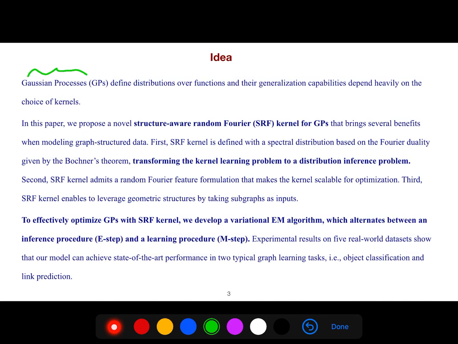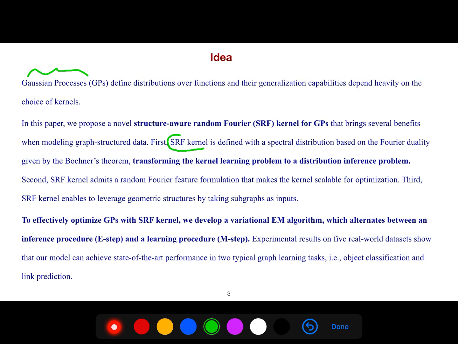Gaussian processes define distributions over functions, and their generalization capabilities depend heavily on the choice of kernels. In this paper, we propose a novel structure-aware random Fourier kernel for Gaussian processes that brings several benefits when modeling graph structured data. First, this SRF, structure-aware random feature kernel, is defined with a spectral distribution based on Fourier duality given by the Bochner theorem, transforming the kernel learning problem to a distribution inference problem.